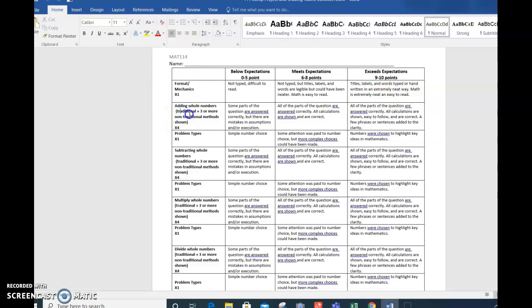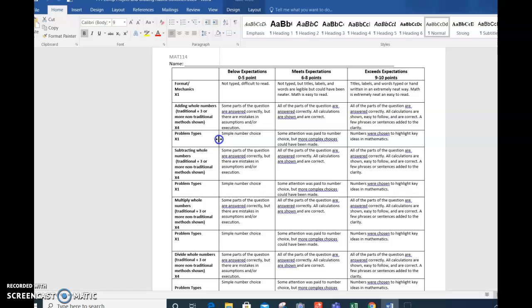And then again, do you do 1 traditional with 3 non-traditional? So that's 4 times because there's 4 of them. And that would be here again. Now, for example, number types, problem types. For example, if you add 300 plus 400, you're making a simple number choice. So you're going to, oopsie, don't mean to move it. You're going to be down here.